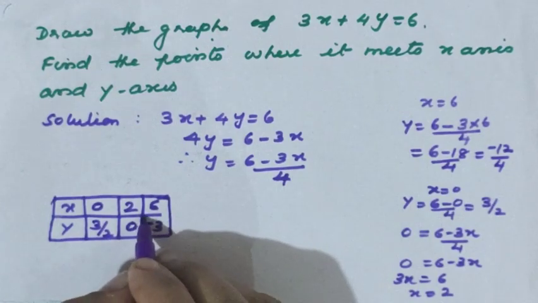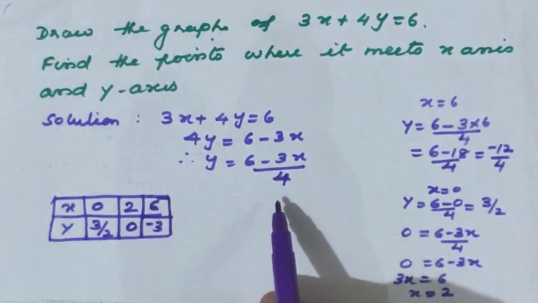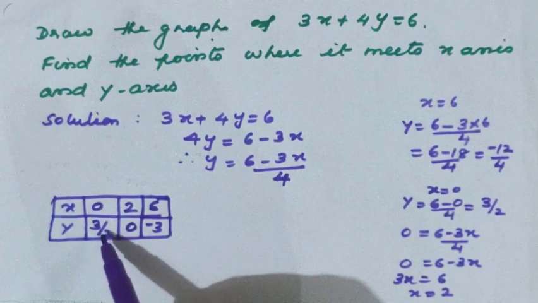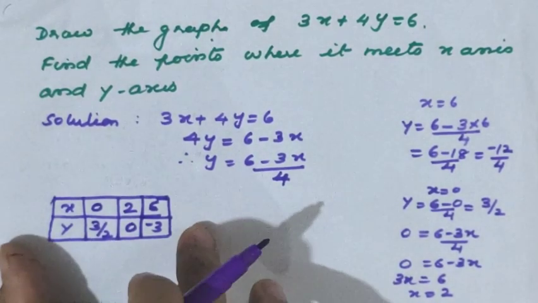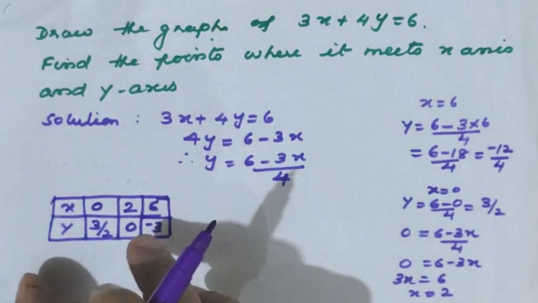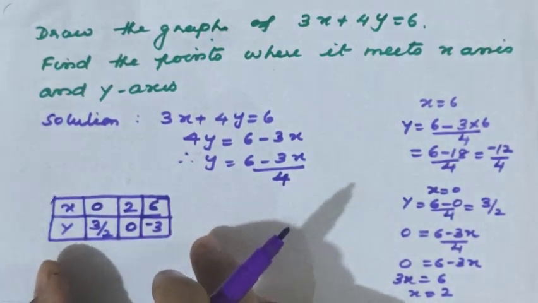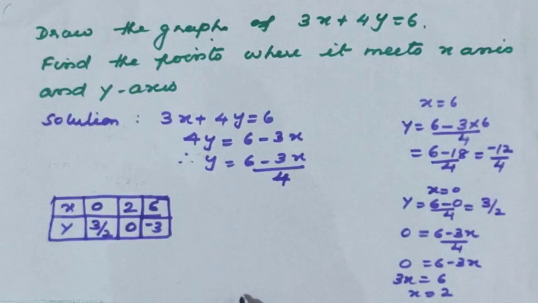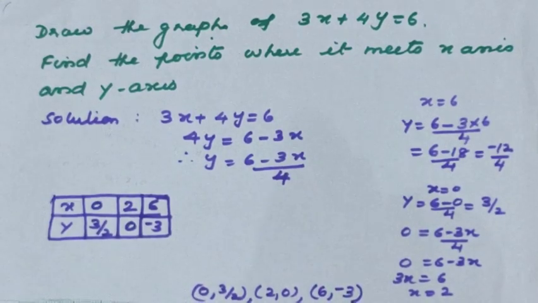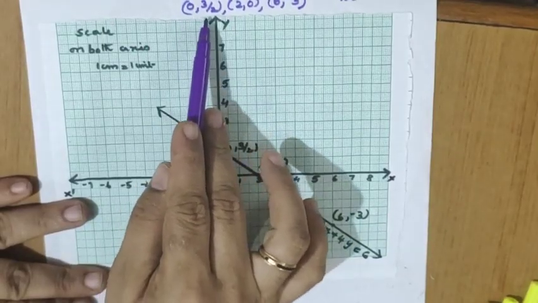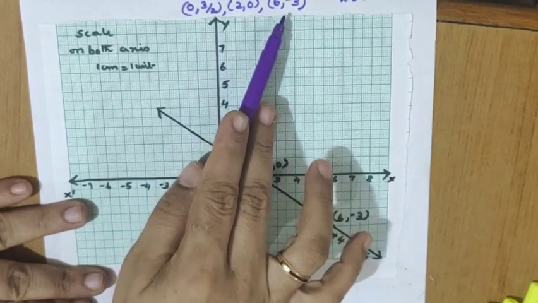That is why I told some children need the calculation for this type of equations. So what is the value we got here? 0, 3 by 2. A table is not required because this is already in the table. There is no need of worrying like that. Last time also I made the pairs like this, 0, 3 by 2. That is the first solution we got. 2 comma 0, again the second. Next is 6 comma minus 3. So what are the solutions?